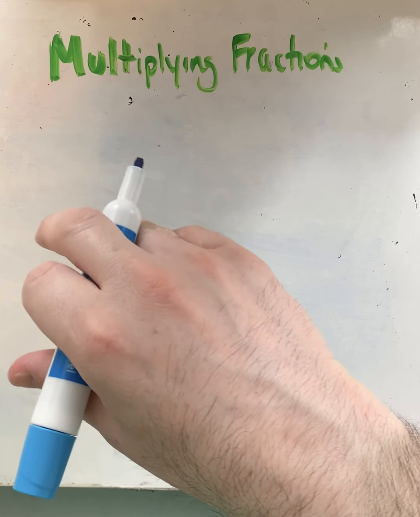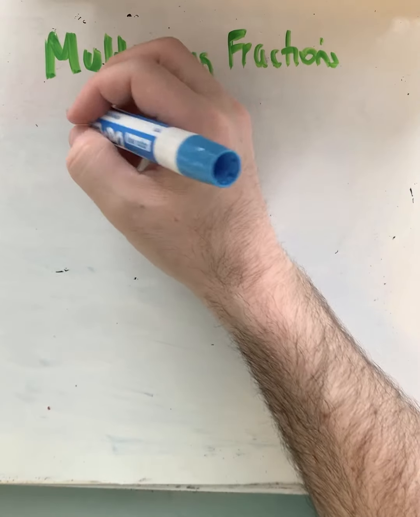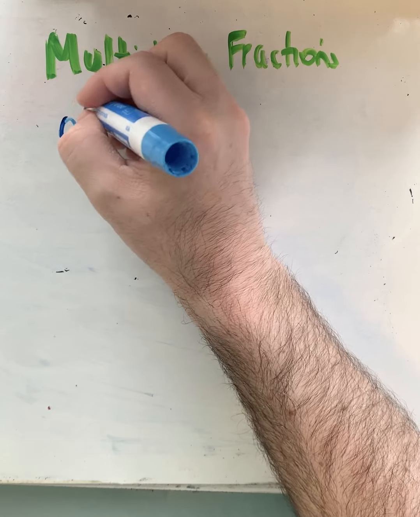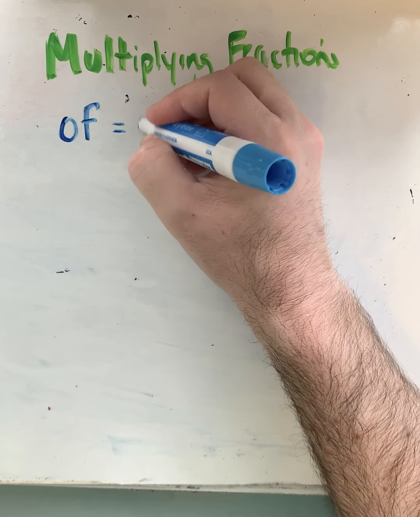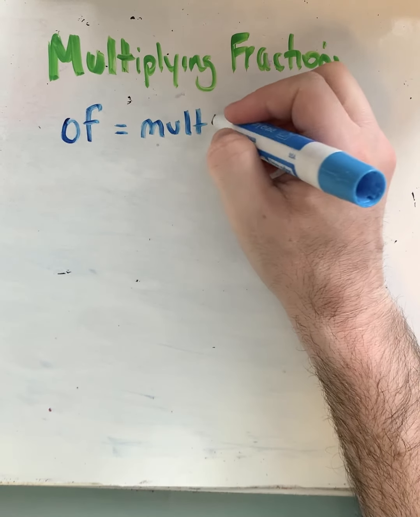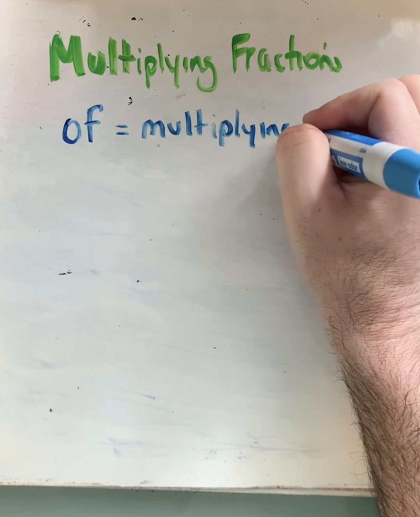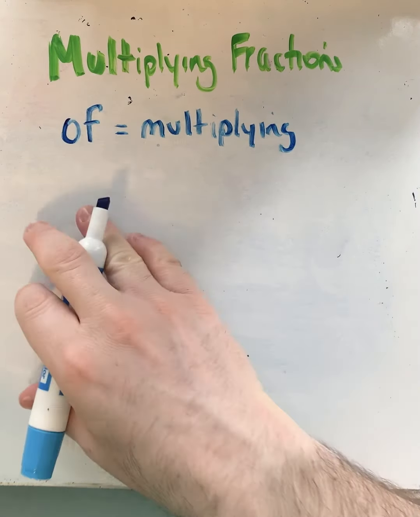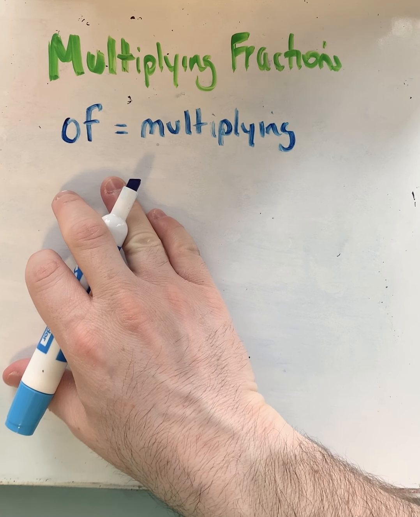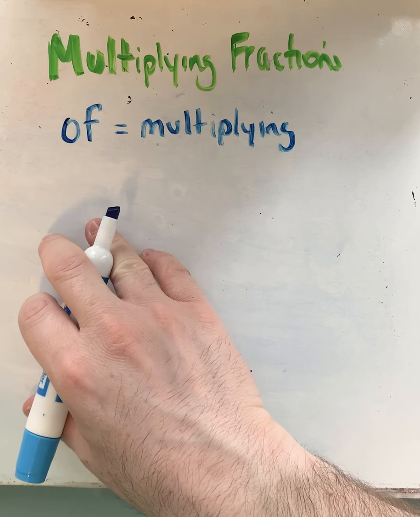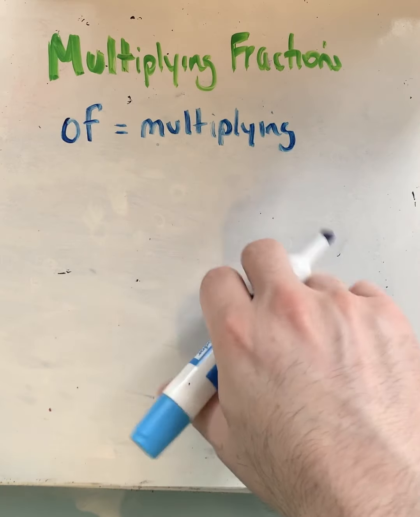But before we do that, I just want to remind you that whenever it says "of" something, it means that we're multiplying. So something that you need to remember is that when you're looking at word problems or anything like that, if it says "of," 1/4 of something else, you're looking at multiplying.